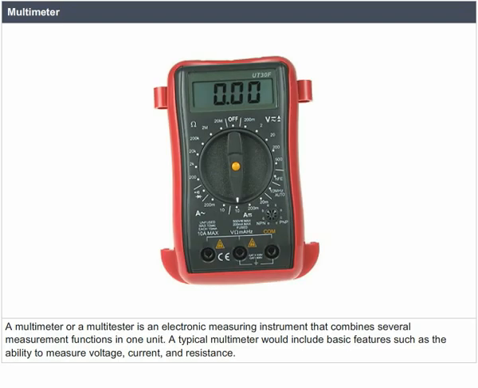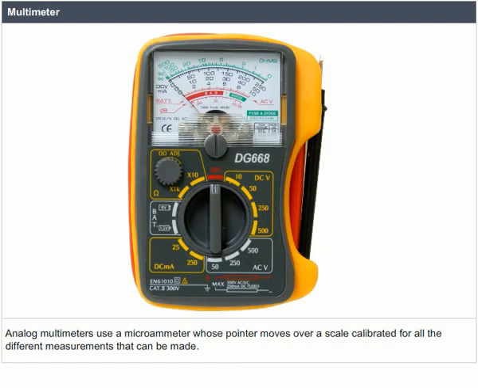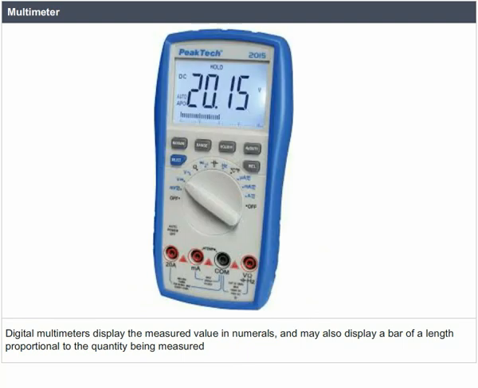Multimeter. A multimeter or a multi-tester is an electronic measuring instrument that combines several measurement functions in one unit. A typical multimeter would include basic features such as the ability to measure voltage, current, and resistance. Analog multimeters use a microammeter whose pointer moves over a scale calibrated for all the different measurements that can be made. Digital multimeters display the measured value in numerals and may also display a bar of a length proportional to the quantity being measured.